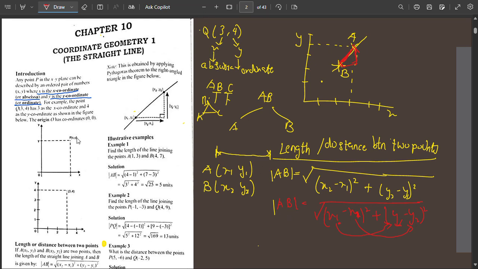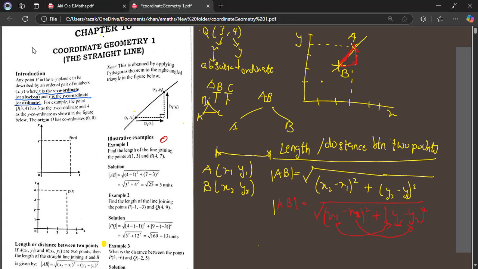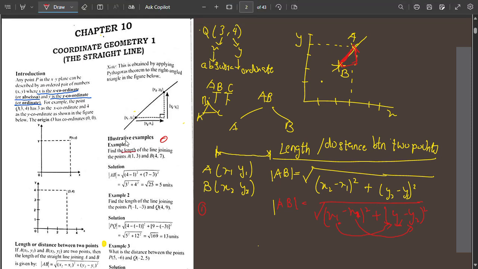So let's take an example. Let's see how this formula is used in example 1. In example 1, find the length of the line joining A and B. So the key word here is length, which means you are going to use the magnitude formula of the line joining A and B. So we are finding the magnitude of AB.